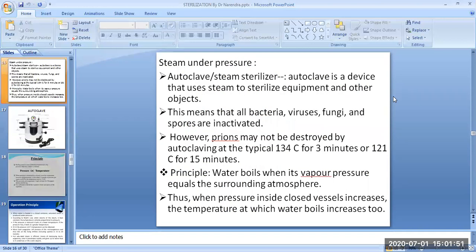Steam under pressure: autoclave, the steam sterilizer. An autoclave is a device used to sterilize equipment and other objects. This means that all bacteria, viruses, and fungi are inactivated. However, prions may not be destroyed by autoclaving at the typical 121 degrees for 3 minutes or 15 minutes. Water boils when its vapor pressure equals the surrounding atmospheric pressure. Thus, when pressure inside a closed vessel increases, the temperature at which water boils increases too.